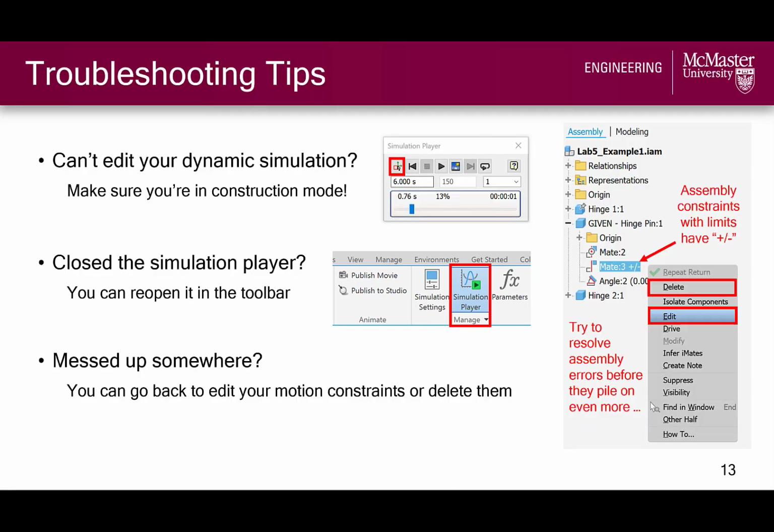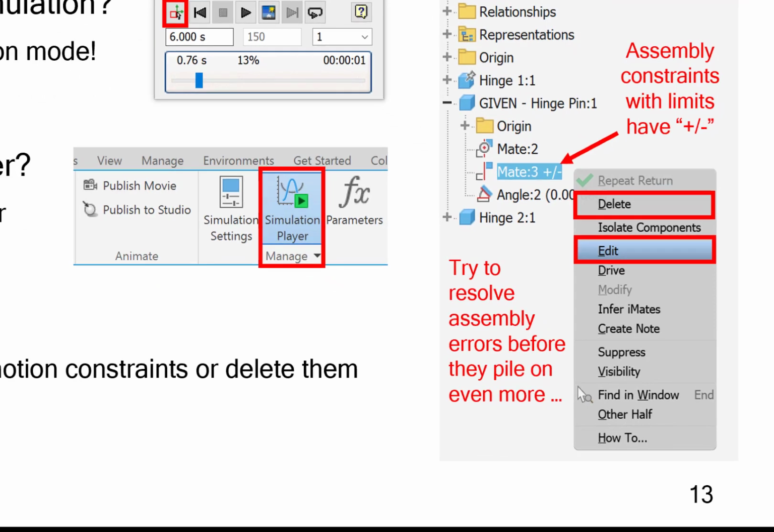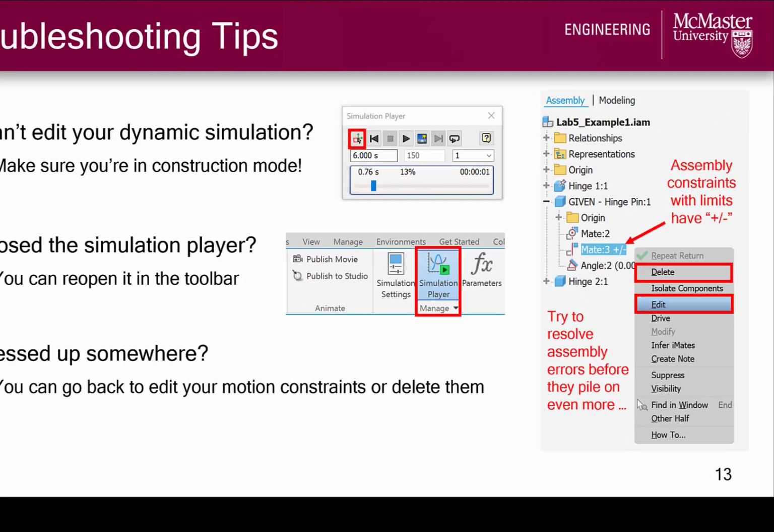Finally, if joints aren't appearing as you'd expect in the dynamic simulation environment, or the simulation isn't working properly, it might be due to improper assembly constraints with limits or motion constraints, and you can always go back to edit or delete constraints and redo them. You'll notice in the assembly browser that all assembly constraints with limits have a ± in their label, which will help you distinguish them from the rest. Even though you can usually go back and edit constraints later, it is recommended that you resolve assembly constraint errors as soon as you notice them to avoid getting errors on top of errors, which will make it much more difficult to go back and correct.